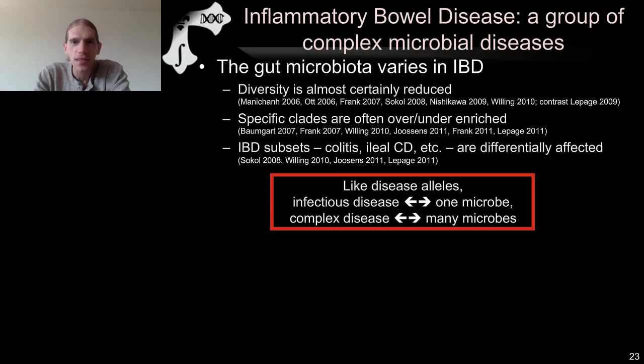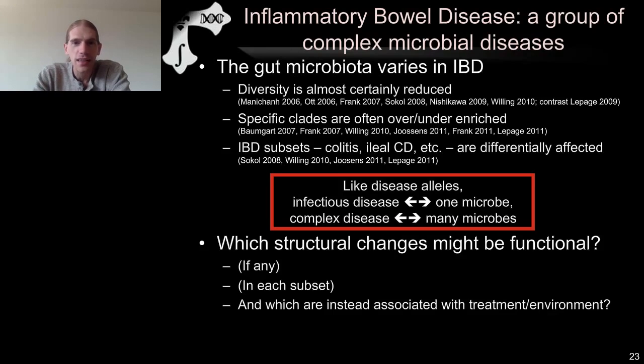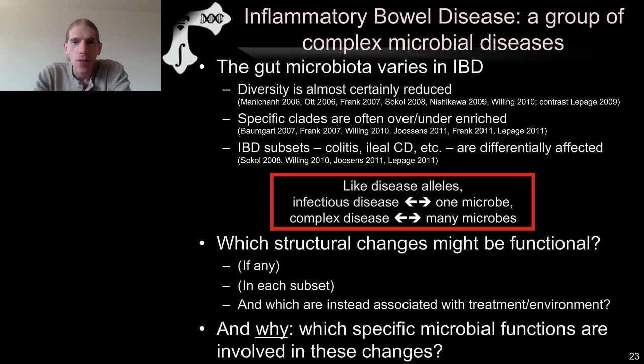So to help understand this complex involvement of multiple microbes or the whole gut community in IBD, we wanted to ask the question, which of these overall ecological structural changes might be functional, and why? How might they associate with specific microbial metabolic functions in specific subsets of IBD?